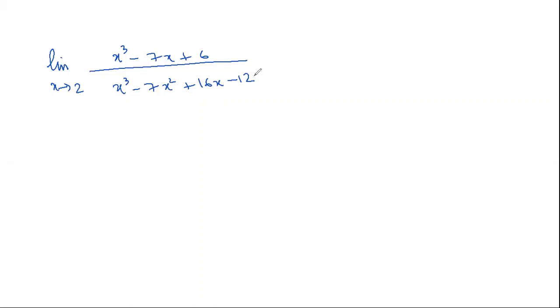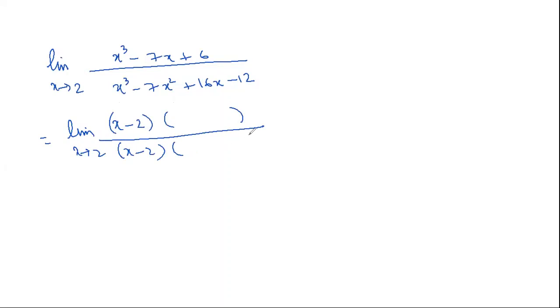By substitution, it comes 0 only. Yeah, it will come. All the questions will be 0 only. Then x minus 2 will be the factor. Write an equal to sign. Limit should be there, limit x tending to 2. Don't delete this. x minus 2 into blah blah blah divided by x minus 2 into blah blah blah. Now you find out the blah blah blah.